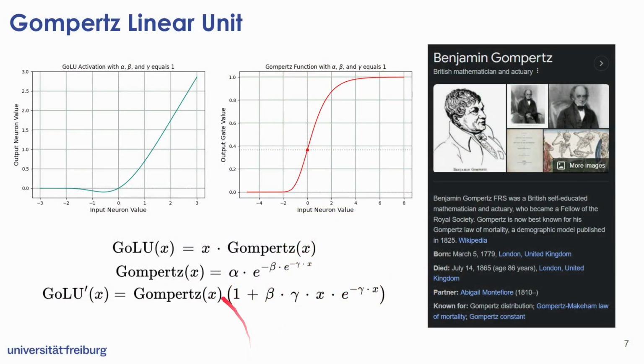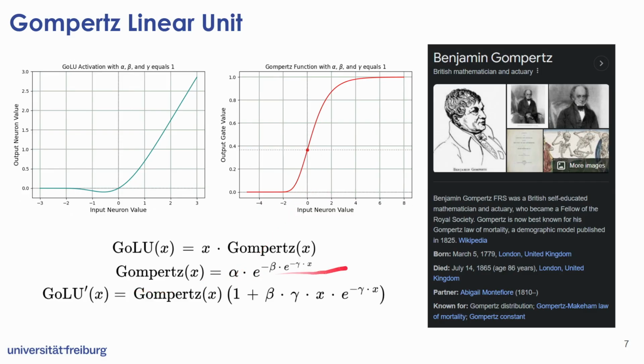Gompertz Linear Unit is defined as x times Gompertz of x. As I mentioned, it's a self-gated activation function. Gompertz of x is defined as alpha times e to the power of minus beta times e to the power of minus gamma x, where alpha controls the upper asymptote, or the scale of the gate, beta controls the left-right movement, and gamma controls the slope of the linear part here. And this is the gradient of it. It's simple.